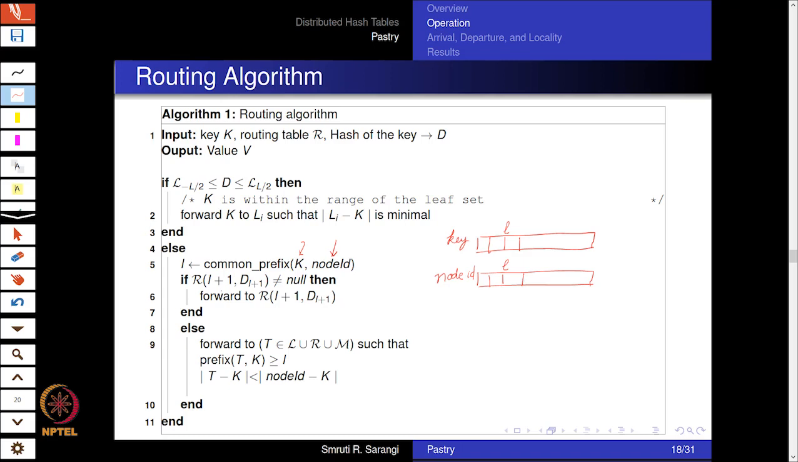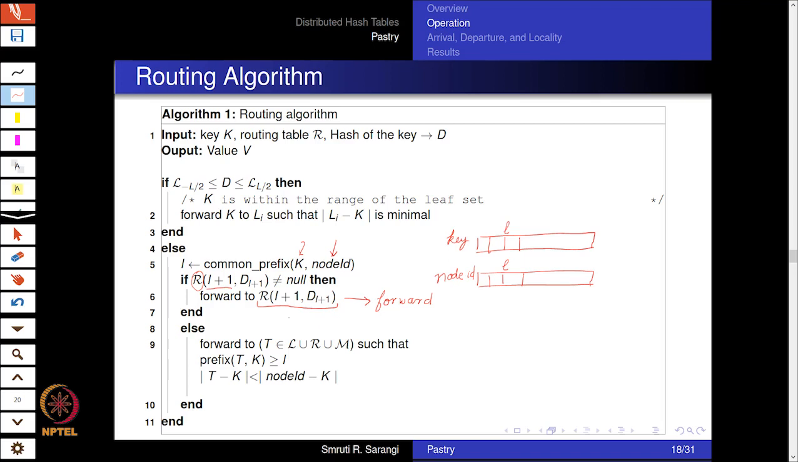So I would like to increase L to L plus 1. So what I do is I take in the routing table, I look at the L plus 1th row and I look at the next digit of the key. Right? So this is what I would like to match. So in the L plus 1th row, I take a look at the next digit, and if this is not equal to null, which means that I know of some other node where a matching digit exists, then I forward it to R L plus 1, the next digit. I forward it to that node, right? So this is a forward, and the number of matching digits is increasing by 1.